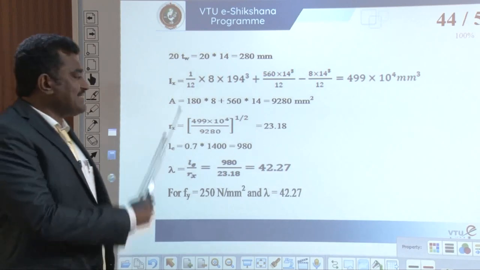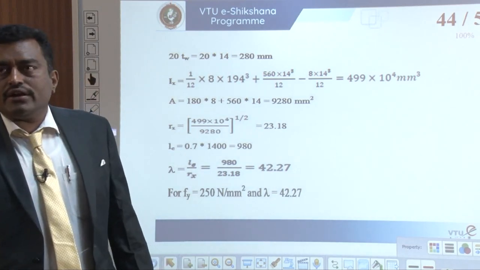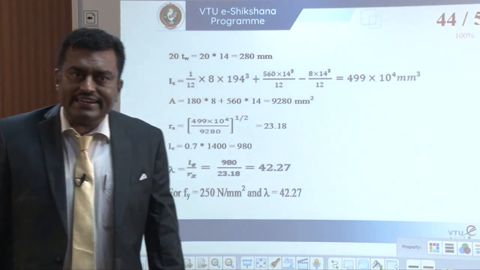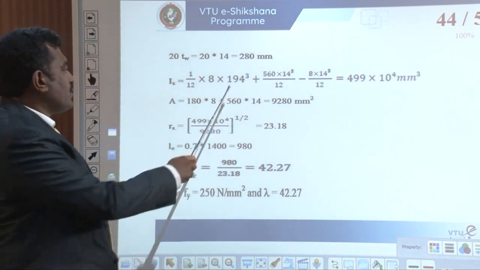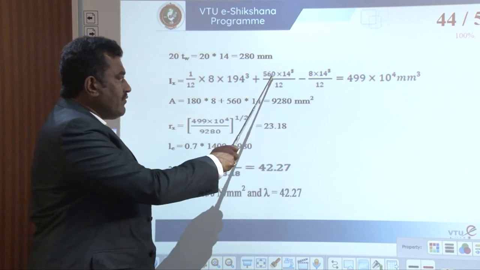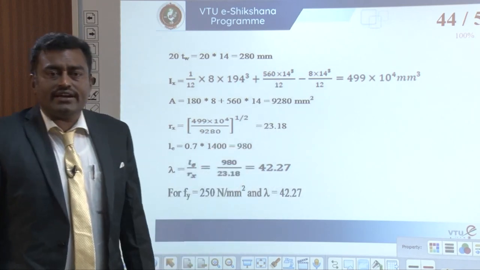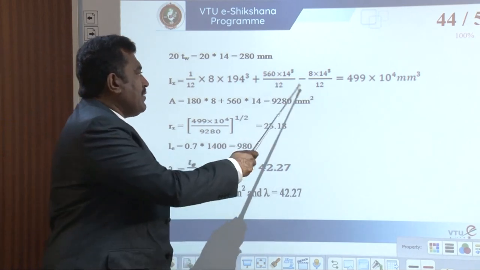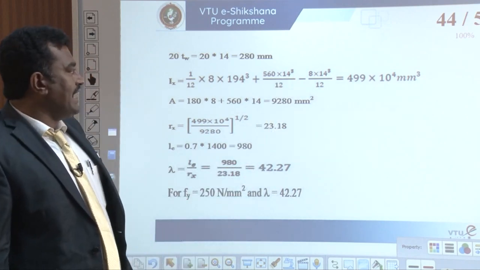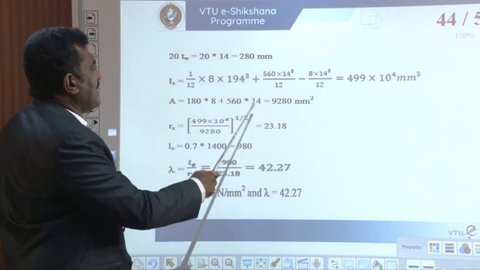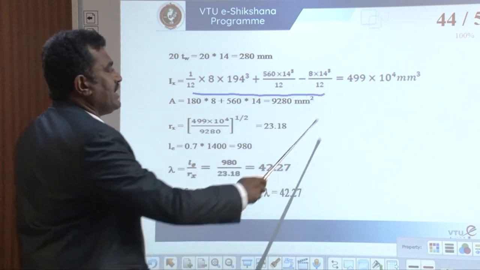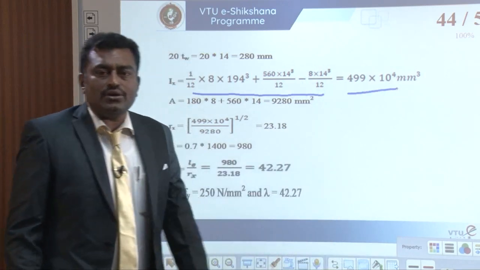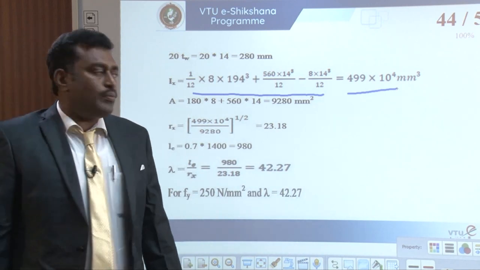Then coming to IXX, that is 1 by 12 into 8 into 194 cubed plus 560 into 14 cubed divided by 12 minus 8 into 14 cubed divided by 12. Like that, we substitute for the IXX value. We get 499 into 10 raised to 4 mm to the power of 4.